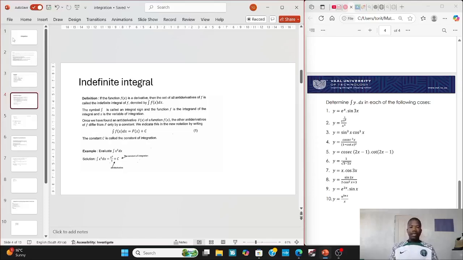Once we have found an antiderivative, the capital F of x of a function f of x, the other antiderivatives of f differ from F only by a constant. It means that the values of the antiderivative differ only by a constant, right? We indicate this in the new notation by writing the integral of f of x dx is equal to F of x plus c. The constant c is called the constant of integration.